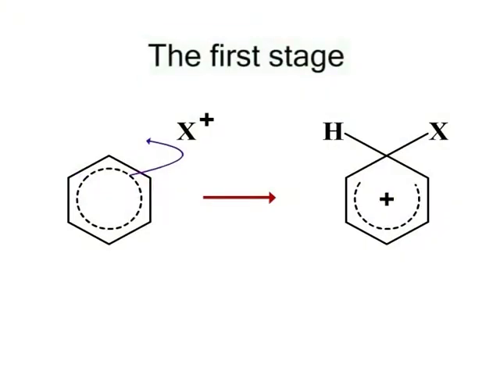The general mechanism. The first stage. Suppose the electrophile is a positive ion. Let us call it X positive ion. Two of the electrons in the delocalized system are attracted towards the X positive ion and form a bond with it. This has the effect of breaking the delocalization, although not completely.